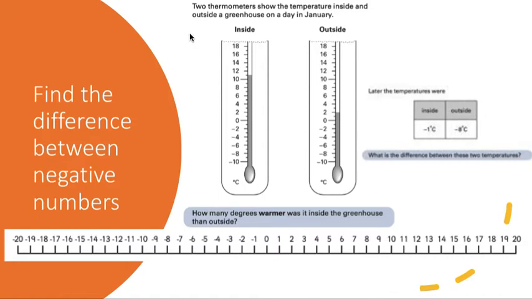Two thermometers show the temperature inside and outside a greenhouse on a day in January, and it's the same day in January. So inside, here's the temperature, and outside, here's the temperature. How many degrees warmer was it inside the greenhouse than outside?